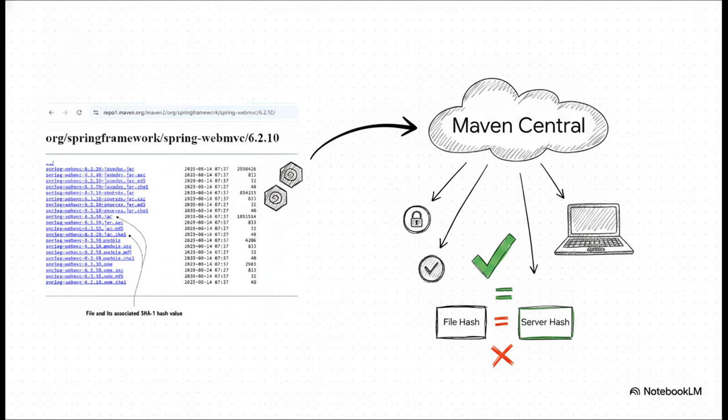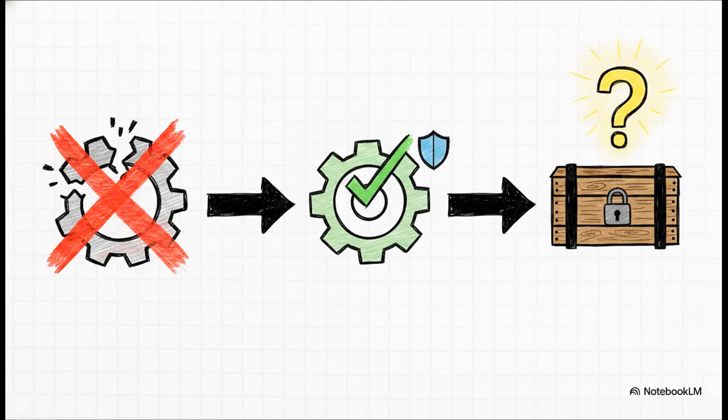If your local calculation matches the server's hash, boom, your file's integrity is perfectly intact. If they differ even slightly, the tool knows the download was corrupted, and it just immediately retries. However, there is a serious catch when you're selecting your algorithms.